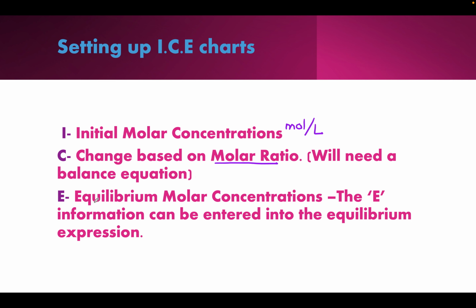And the last one, E, is your equilibrium molar concentrations. So again, this goes in moles per liter. So we'll need to figure that out sometimes. And this E is the line we use in the equilibrium expression. So depending on what we're given, we might have to use a Kc value to find something within, or we have enough information to find Kc. So we'll have a few different examples here.